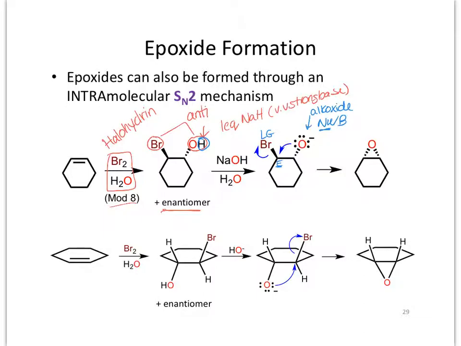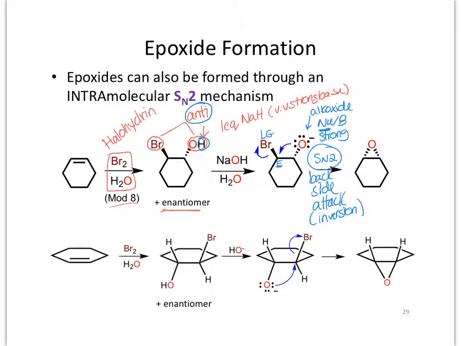And the reason this has to be an anti-addition is because in this mechanism, my nucleophile attacks my electrophile, kicking out my leaving group. That strong nucleophile, is that SN1 or SN2? That's an SN2. And for SN2, how does the nucleophile have to be positioned relative to the leaving group? Backside attack. So for it to do a backside attack, inversion to take place, we need that oxygen to be on the opposite side of the bromine.